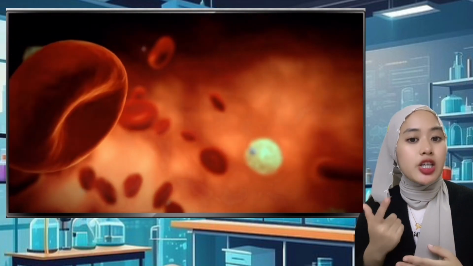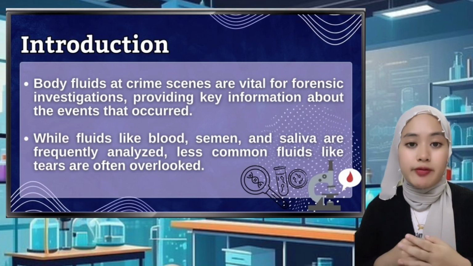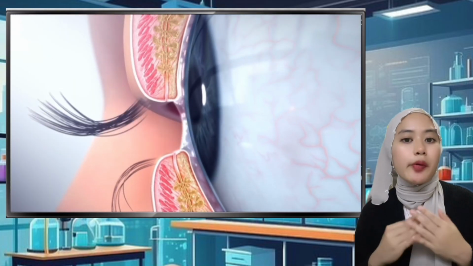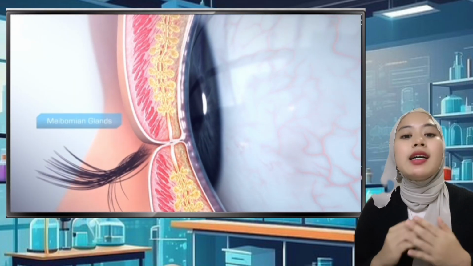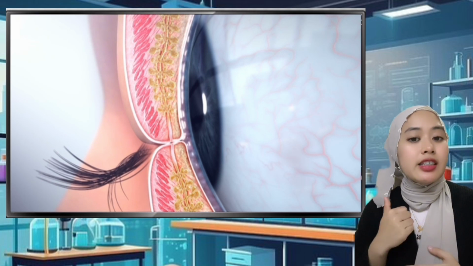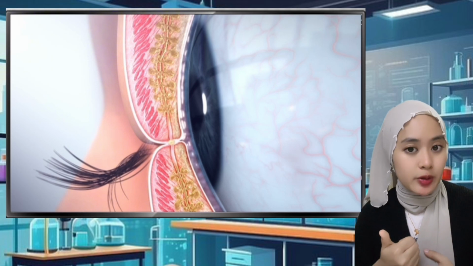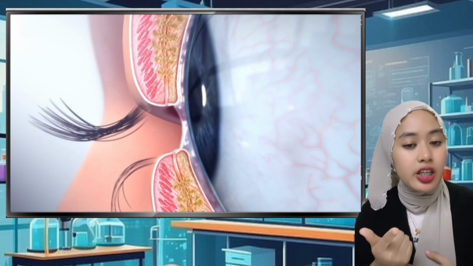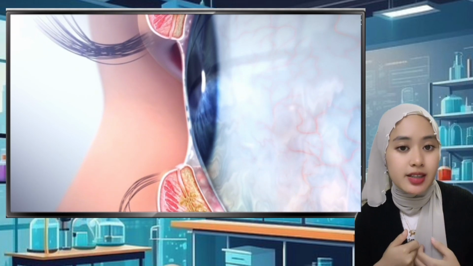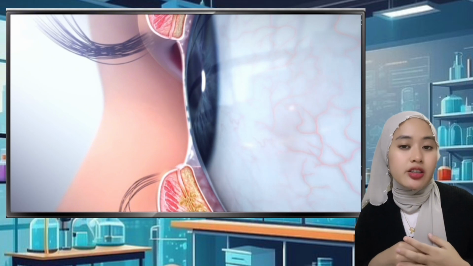An innovative study on the forensic analysis of tears using ATR-FTIR spectroscopy. While blood, semen and saliva are commonly analyzed body fluids in forensic investigations, tears have been largely overlooked despite their potential evidential value. This research employed three main key aspects: the detection and identification of tear stains using ATR-FTIR spectroscopy, the discrimination of tears from other common body fluids found at crime scenes, and the potential use of tears for age estimation of evidence.